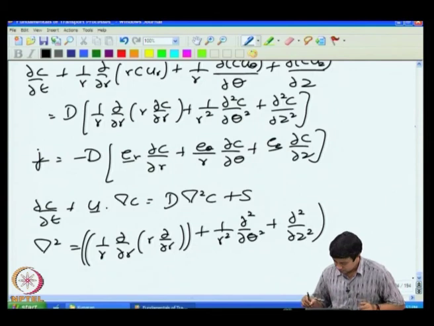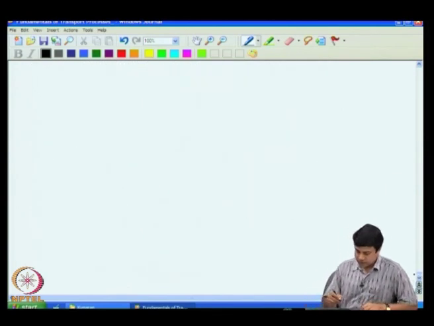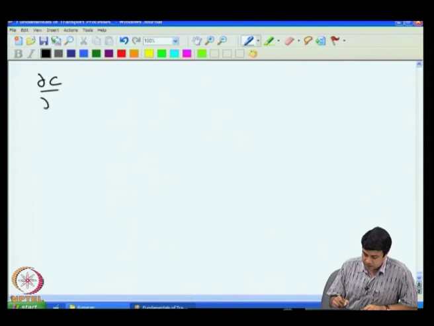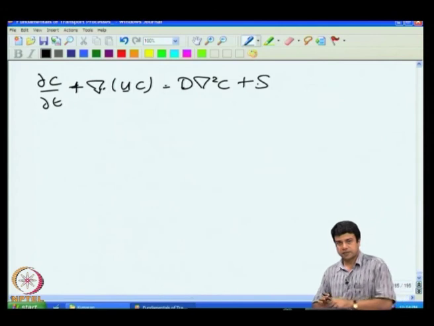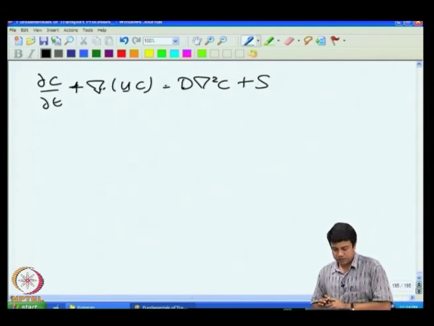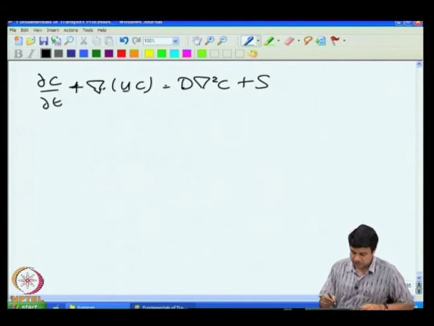So, this is the diffusion equation. Okay. I can write it simply as dc by dt plus divergence of u times c is equal to D del square c plus any sources or sinks. When we started this course, we talked about the relative magnitudes of convection and diffusion. Written this way, the left hand side is the time derivative, the variation with respect to time, plus the convective term. The right hand side is the diffusive term plus any sources or sinks that are there.